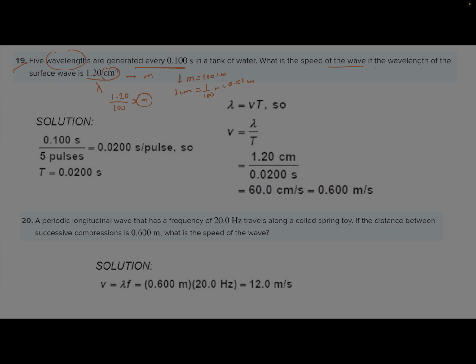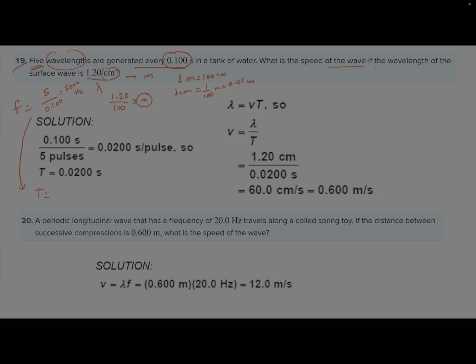So how you will get the frequency first? So frequency they have given you here. Frequency means the repetition of the work in every second. So here they have given 0.100 second. And how many wavelengths? 5 wavelengths. So you have to just inverse it. So you will get 5 over 0.100 second. So once you solve it, you will get 5000 hertz. Correct?